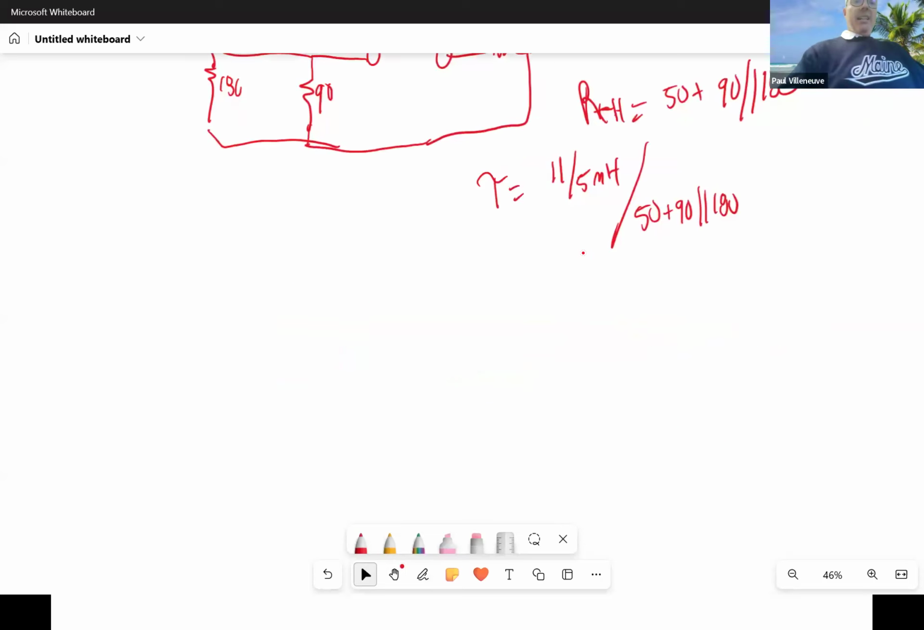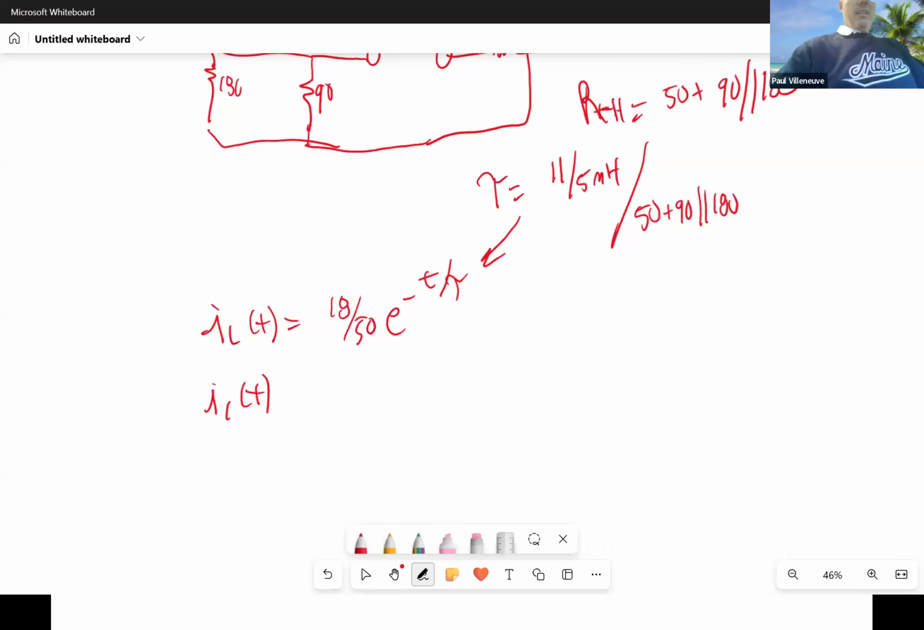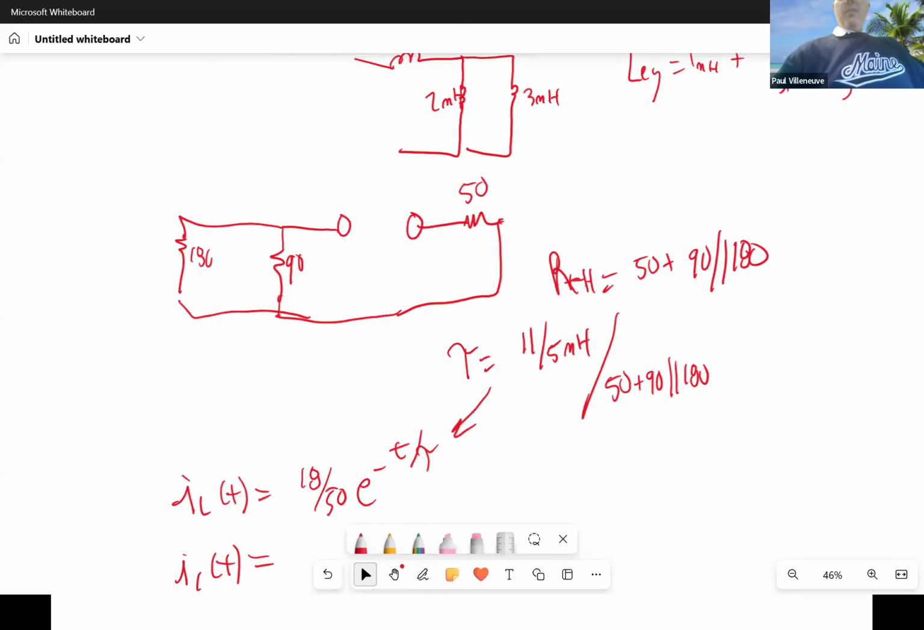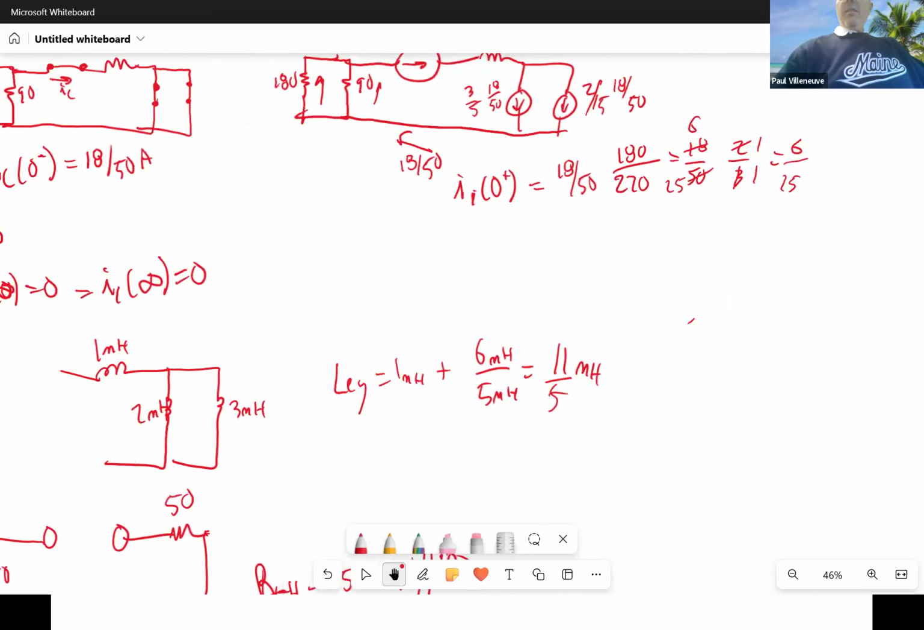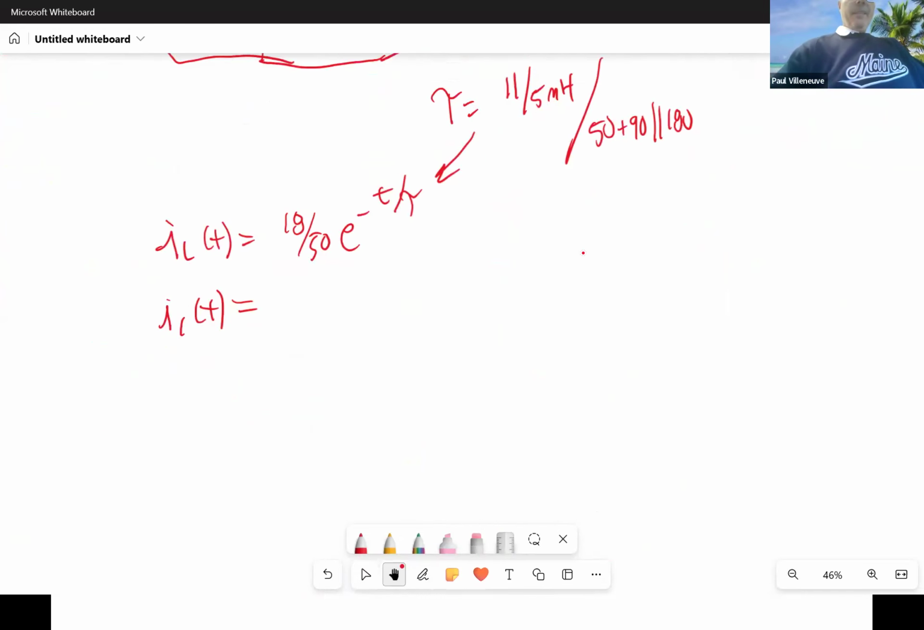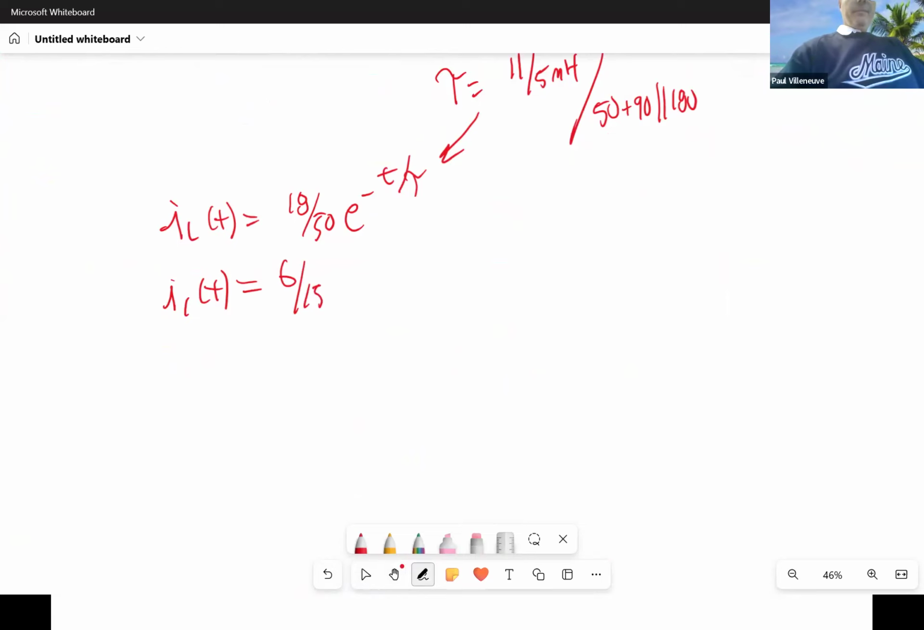So my IL of T is equal to 18 over 50 amps, e to the minus T over tau. And my I1 of T is going to be equal to 6/25, e to the minus T over tau.